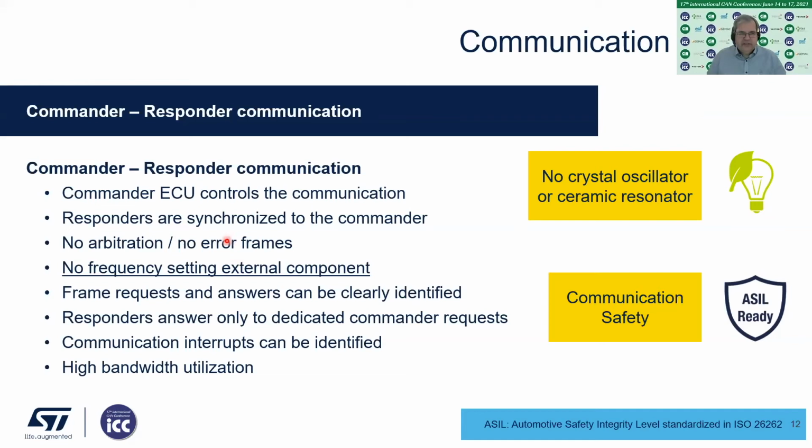In the end, what does it mean? We do not need a frequency-setting external component. The frequency accuracy can be significantly lower than what is required in a standard CAN FD network. Here we are talking about an accuracy in the range of plus or minus 3%, compared to plus or minus 0.2 to 0.3% for standard CAN FD networks. And because we can synchronize to the commander, it means the entire oscillator can be integrated in the monolithic device. So we do not need crystal oscillators or ceramic resonators.